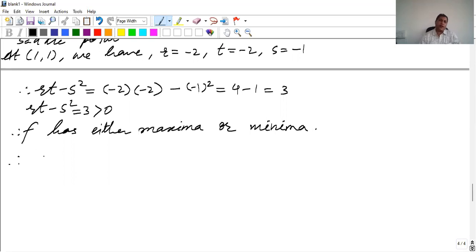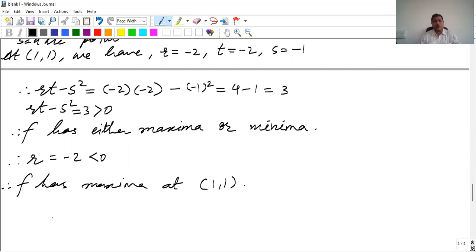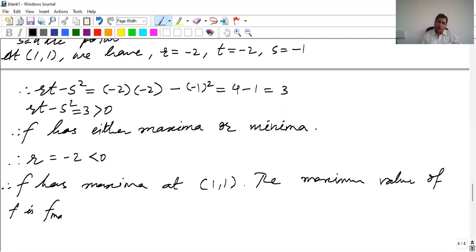Okay. And hence, what will we have? R is equal to minus 2. So greater than 0 or less than 0? Negative, less than 0. So what can we have? f has maxima at the given point 1, 1. And hence, the maximum value of f is.